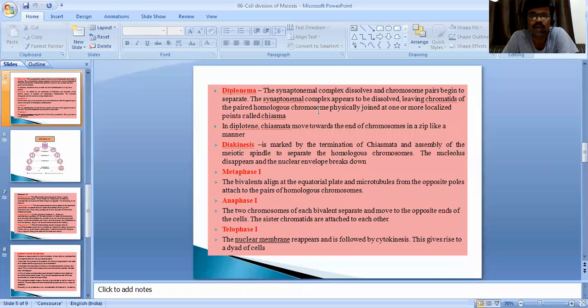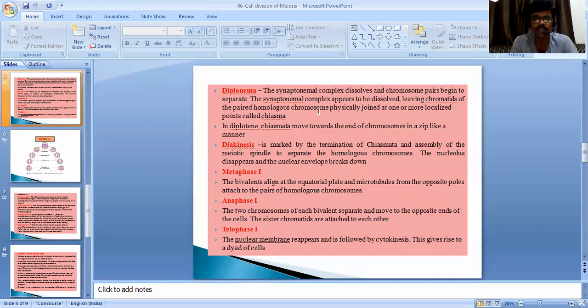Diakinesis is marked by the termination of chiasmata and assembly of the meiotic spindle to separate the homologous chromosomes, and the nucleolus disappears and the nuclear envelope breaks down. This is the first prophase.